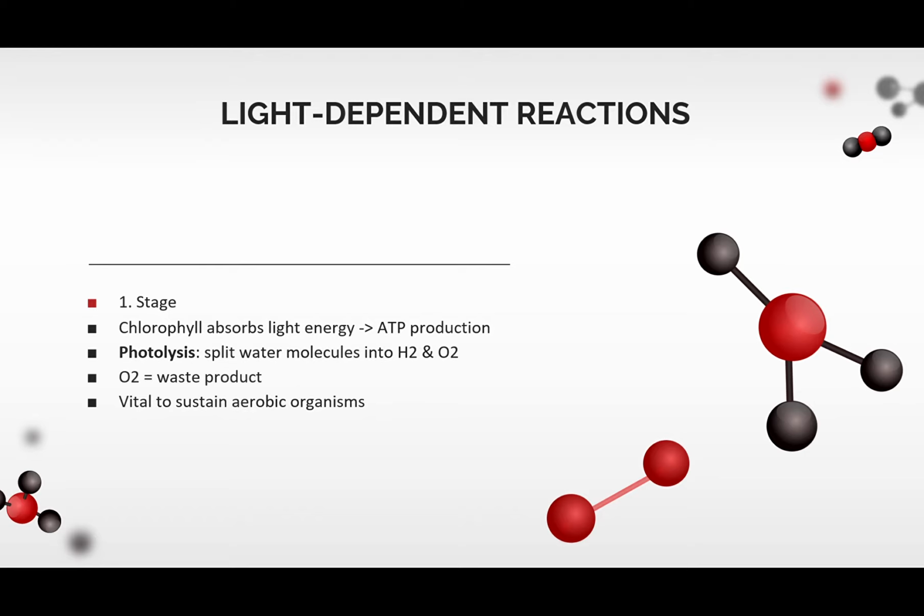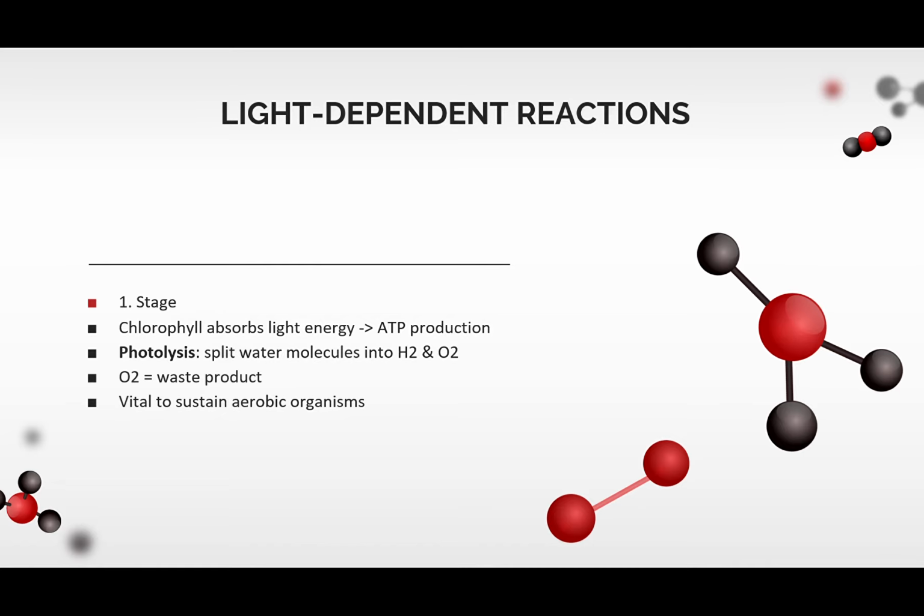Now moving on to the reactions, and the first stage of that would be the light-dependent reactions, wherein chlorophyll absorbs light energy, leading to ATP production, and this also leads to photolysis that I mentioned before, where it splits water molecules into hydrogen and oxygen atoms, and those hydrogen ions and electrons and oxygen, of course, are released.